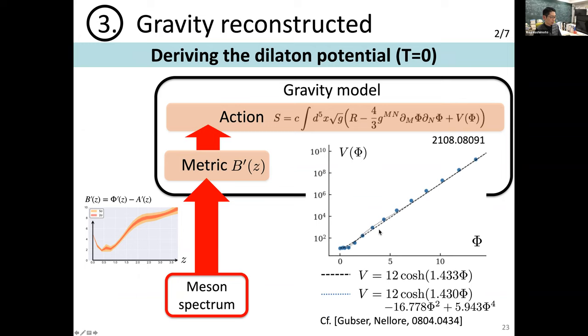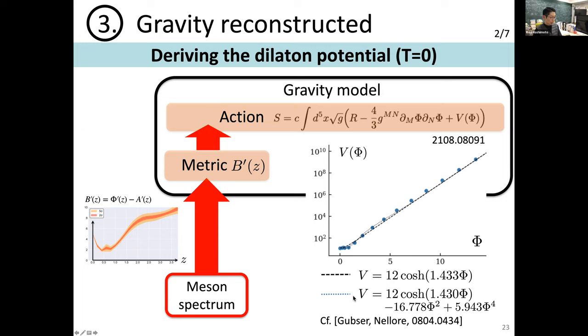So V of phi as a function of dilaton phi. These blue dots are the numerically obtained dilaton potential, whose solution is this B prime Z. And this dashed line is this function, 12 times hyperbolic cosine of this. And the blue dotted line is a little bit of a correction added to the first example. Each of these actually fits this numerical data very well. And if you are interested in this part, then this blue dotted fitting is better.